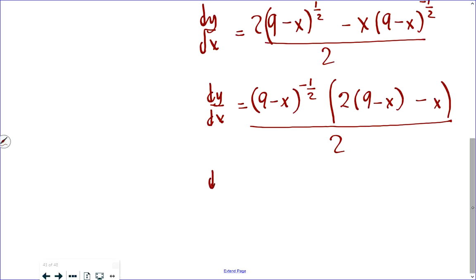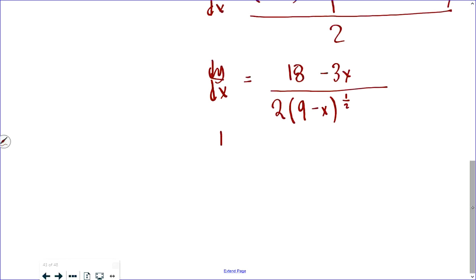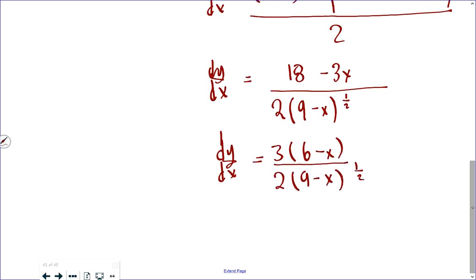So that means I get dy dx is equal to 18 minus 3x, just double checking my little bit of algebra there, over 2 times 9 minus x to the half. And just to go one step further, dy dx equals 3 times 6 minus x over 2 times 9 minus x to the half.